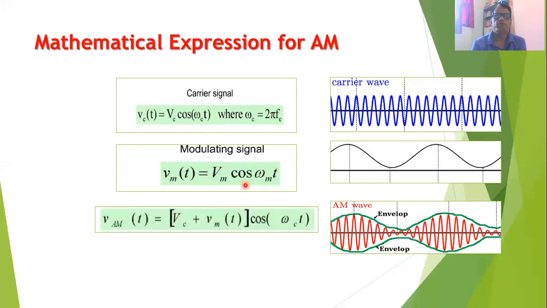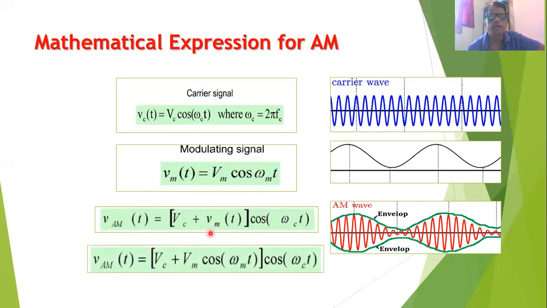Now in amplitude modulation, you will find that the amplitude of the carrier has to be changed according to the modulating signal. And therefore what we will do is that we will add this modulating signal into the amplitude of the carrier signal. Therefore, after modulation, we will get the amplitude modulated voltage or amplitude modulated signal, v_AM(t) is equal to V_c plus small v_m(t) into cos of omega_c t. So here this v_m(t) signal is being added into the amplitude of the carrier signal.